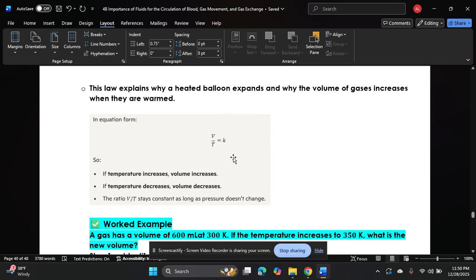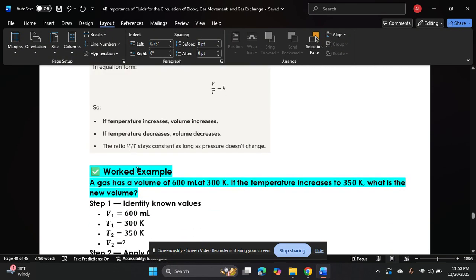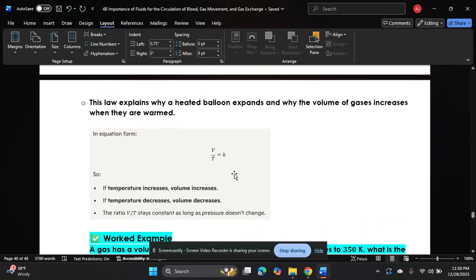So V by T equals K, right? If temp increases, the volume increases. If temp decreases, the volume also decreases, right? The ratio V by T stays constant as long as the pressure doesn't change, all right?